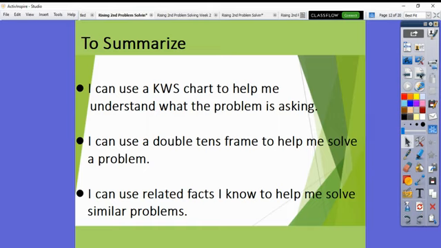So boys and girls, in the practice that follows, you're going to do those exact same 3 things. You are going to fill out a KWS chart to help you make sense of a problem and to determine what it is that you're trying to find out. You're also going to be using a double tens frame to help you solve the problem. And lastly, you are going to be using related facts that you probably already knew to help you solve a very similar problem.